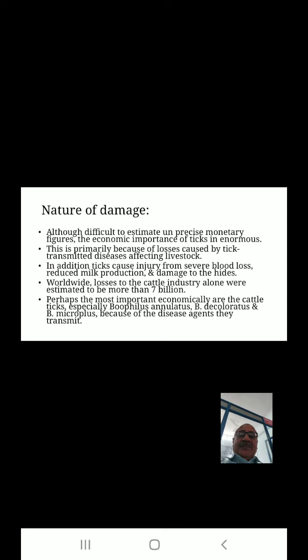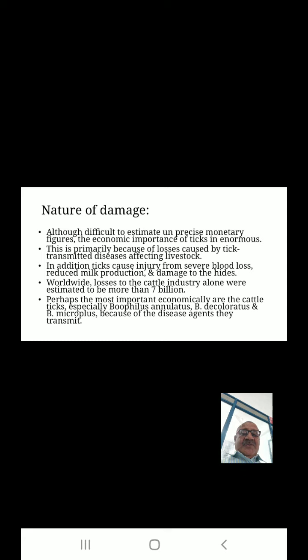Nature of damage. Although difficult to estimate in precise monetary figures, the economic importance of ticks is enormous. This is primarily because of losses caused by tick-transmitted diseases affecting livestock. In addition, ticks cause injury from severe blood loss, reduced milk production, and damage to the hides. Worldwide, losses to the cattle industry alone were estimated to be more than 7 billion.